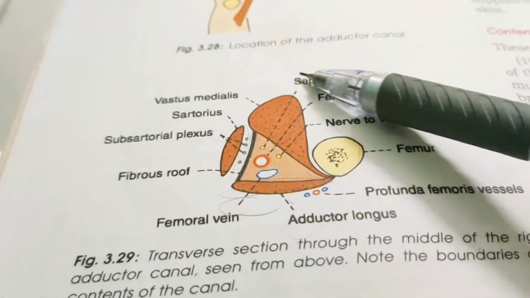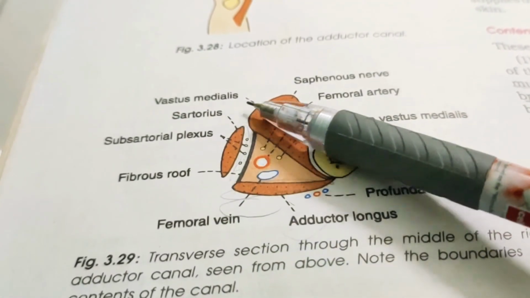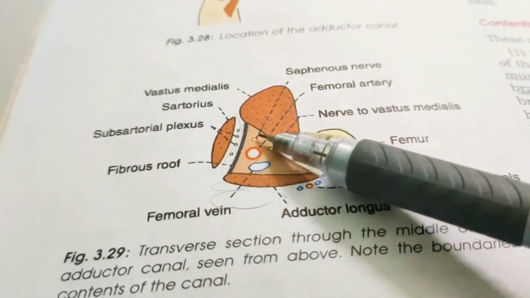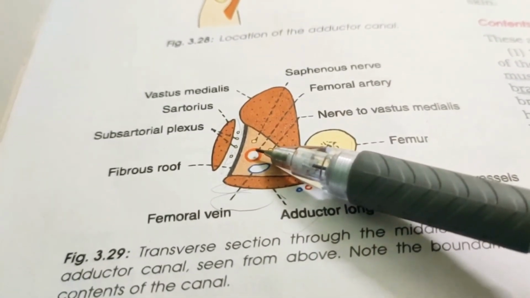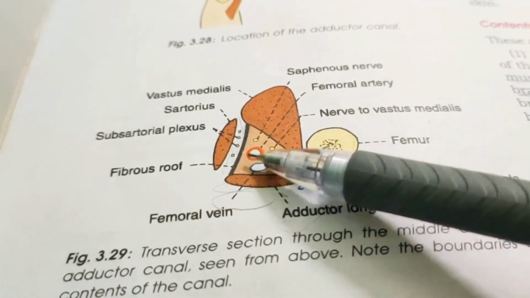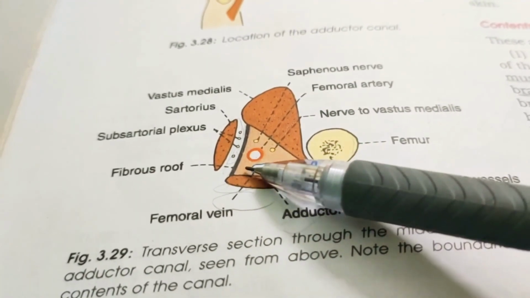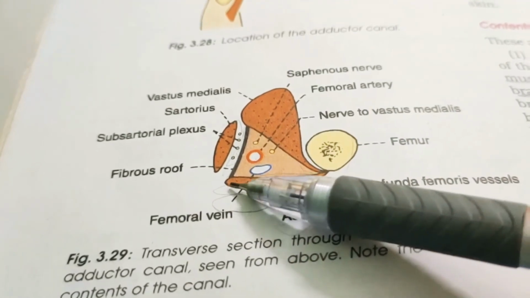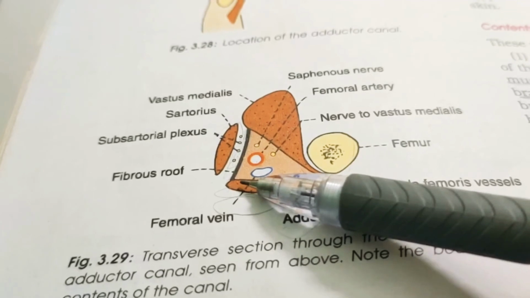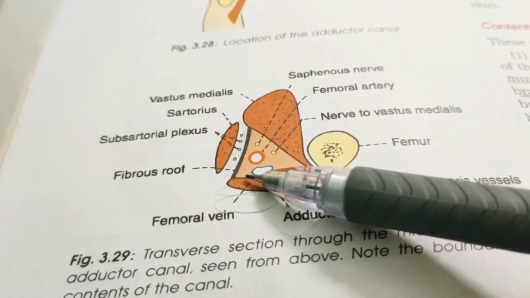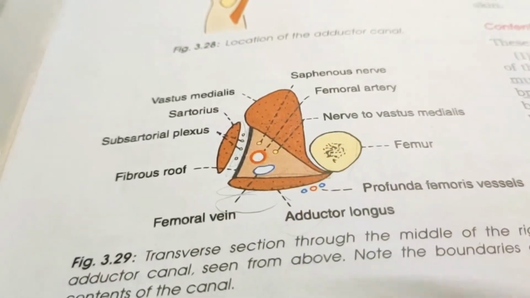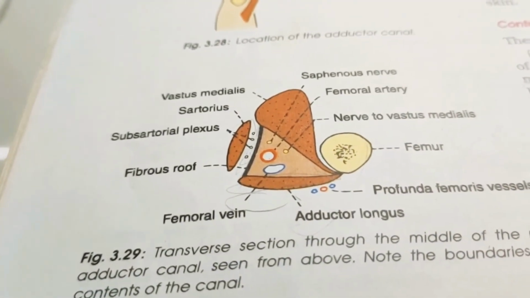So the clinical anatomy related to this adductor canal or subsartorial canal is that the femoral artery is exposed in the adductor canal for various surgical procedures. After ligature of the femoral artery in the adductor canal, collateral circulation is established through anastomosis between the descending branch of lateral circumflex femoral and the descending genicular artery, and between the fourth perforating artery and the muscular branches of the popliteal artery.